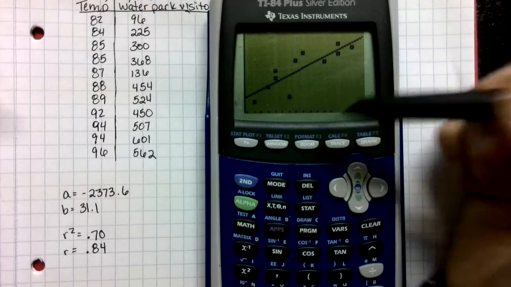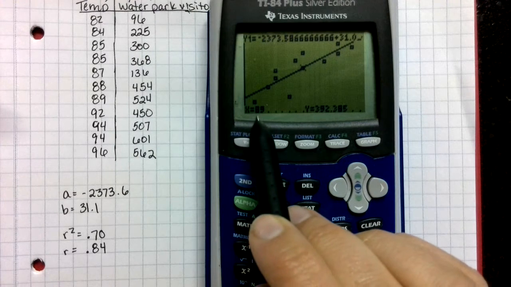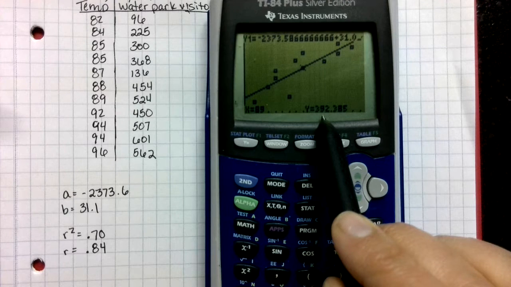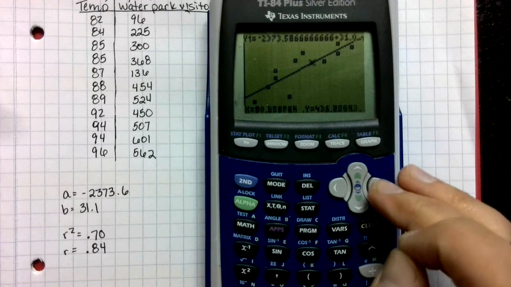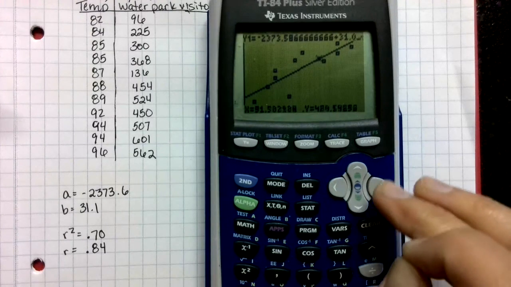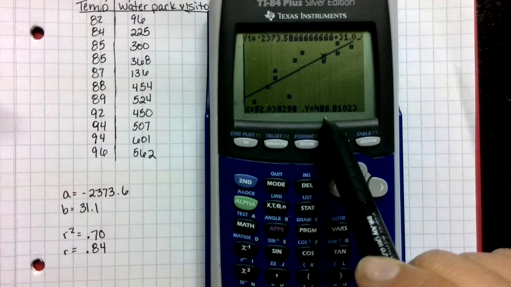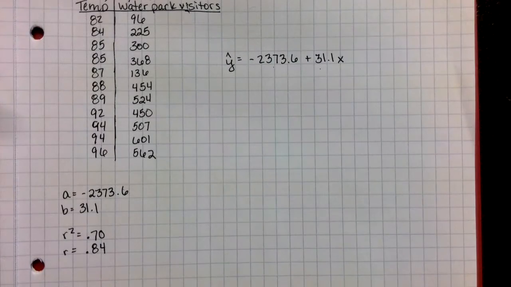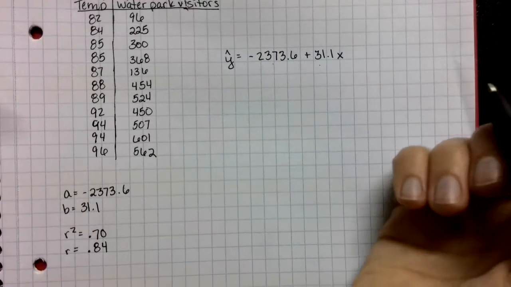Okay, so if I hit trace, here's what I see. If it's 89 degrees, this model is predicting that there are 392 people at the park that day. And you can scroll along the line. So if the temperature gets up to 92, we're looking at about 486 people. So the line represents the predicted amounts. So this is what we have here.